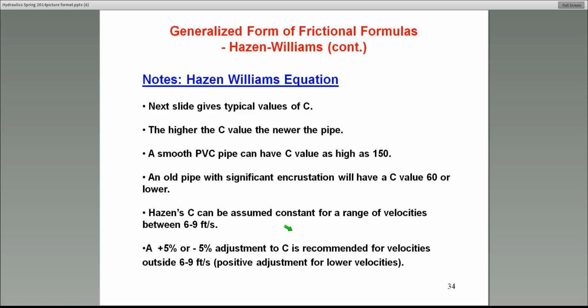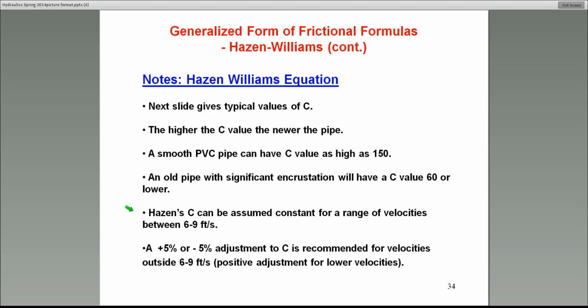First of all, you have to make a note. Next table, I'll give you the typical values, but the most important thing is the higher the C value, the smoother the pipe, unlike the friction factor F, the Darcy's. Remember, in Darcy's, the higher the F value, the more the friction, so the rougher the pipe. But in the case of Hazen C, it's just the opposite. A smooth pipe has a C value of 150, for example, a PVC pipe. An old pipe has a C value of about 60 or lower. So these are some things to know.